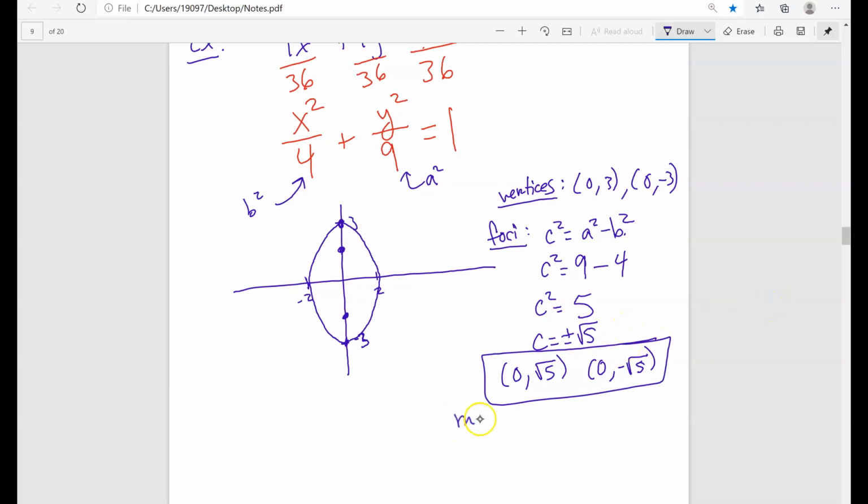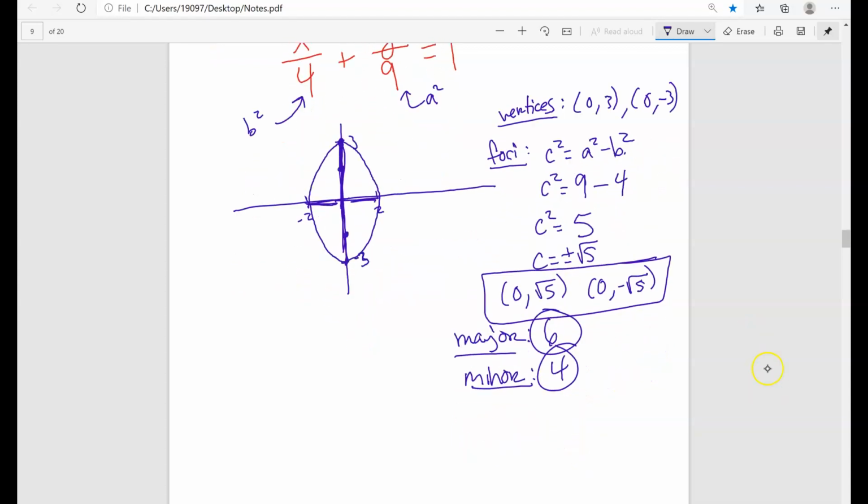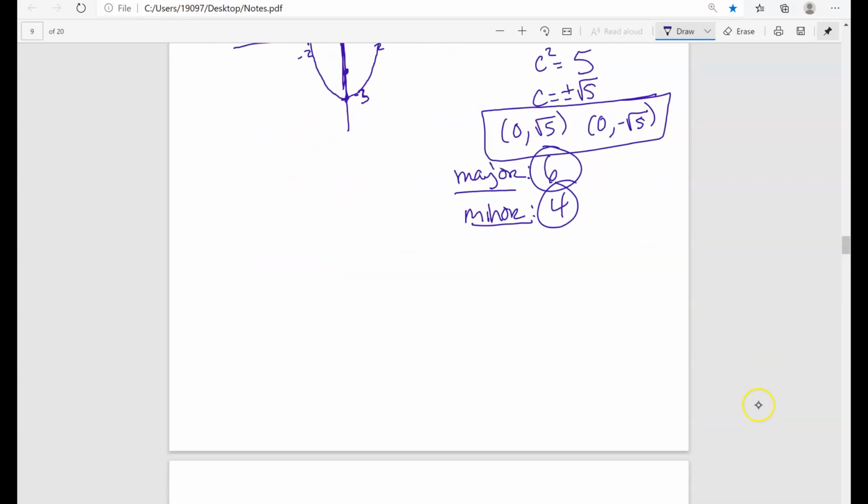So what will be the length of the major axis? The length of the major axis is just going to be 6, because it's twice this length. And the length of the minor axis is going to be twice whatever this is, which is going to be 4. Okay. Cool. All right, now let's just do one more problem.